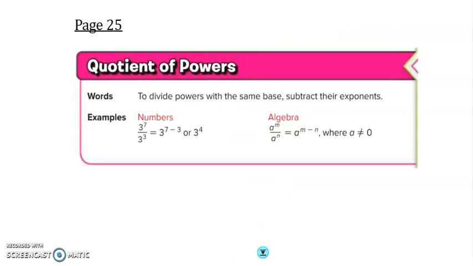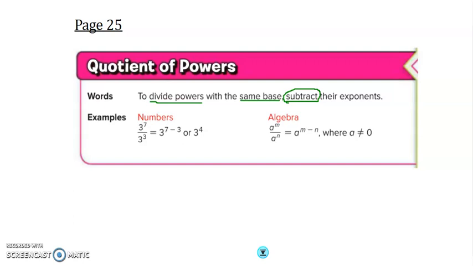So our quotient of powers rule, this is on page 25 of your book. Here, the focus is when you are dividing powers, only when you are dividing with the same base, they have to have the same base, then you are going to subtract the exponents. Okay, the key is to subtract the exponents. I often say the trick, think of that fraction line almost as if it's a subtraction sign for the exponents. So for the numbers, they're showing 3 to the 7th over 3 to the 3rd becomes 3 to the 7 minus 3, or 3 to the 4th.